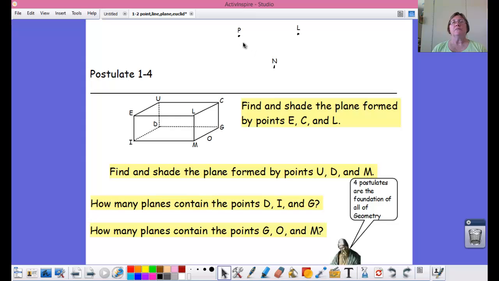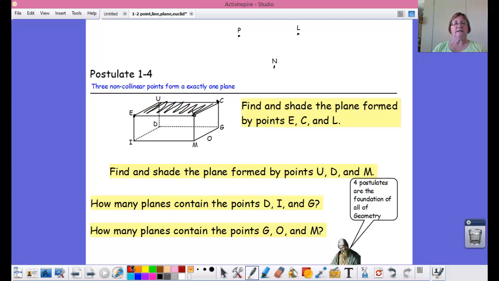The last of Euclid's postulates concerns 3 points not all on the same line, and what he says about that is, a plane is defined by 3 points not all on the same line. 3 non-collinear points form exactly 1 plane. Keeping that in mind, we'd like to ask you to answer some questions about this 3-dimensional rectangular prism that's shown. First off, we want to find and shade the plane that's formed by points E, C, and L. E, C, and L right here. All 3 of those exist on the top of this box.